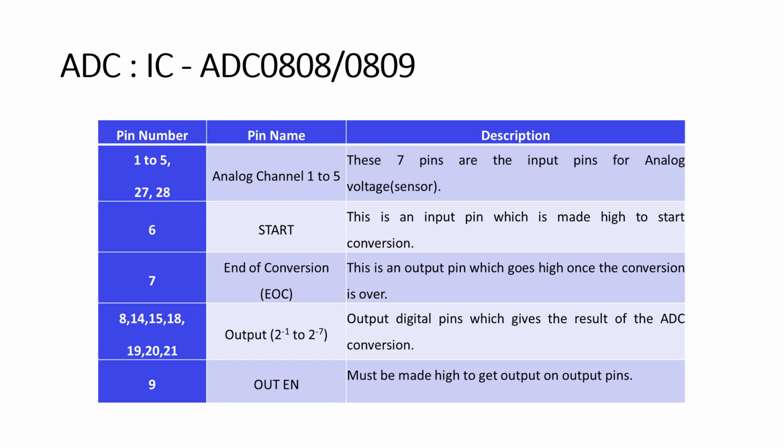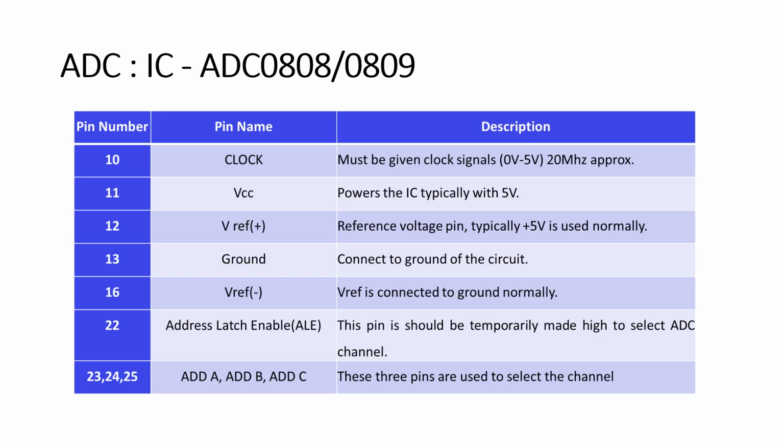Pin number 8, 14, 15, 18, 19, 20 and 21 are the output digital pins which give the result of the ADC conversion. Pin number 9 is output EN, must be made high to get output on output pins. Pin number 10, clock, must be given clock signals 0 to 5 voltage, 20 MHz approximately.